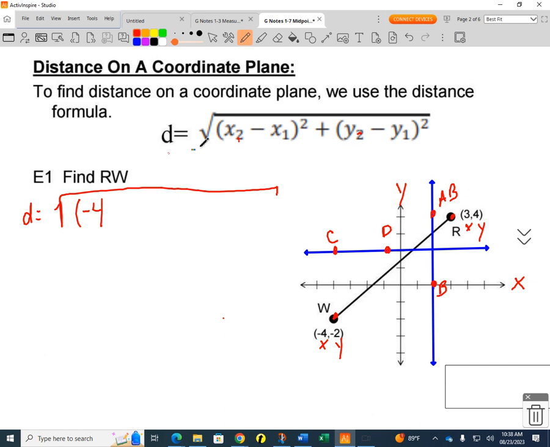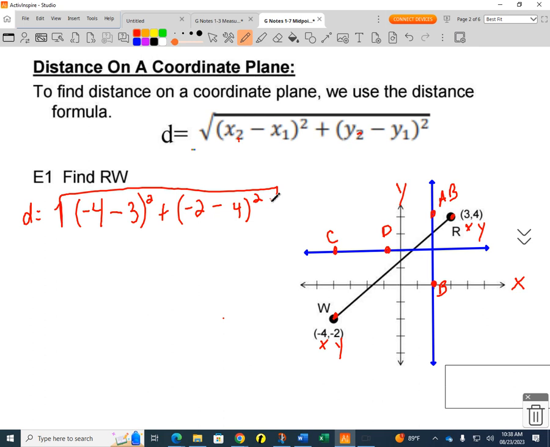So x minus the other x, close the parentheses, and an exponent of 2, we call that squared. Going to add, open your left parentheses. Now we're doing the y. So the y that goes with negative 4 has to go first because that's in the first spot. And that's minus the y for the 3. So 3 is second, so 4 is second, and that also gets squared. So far, so good?